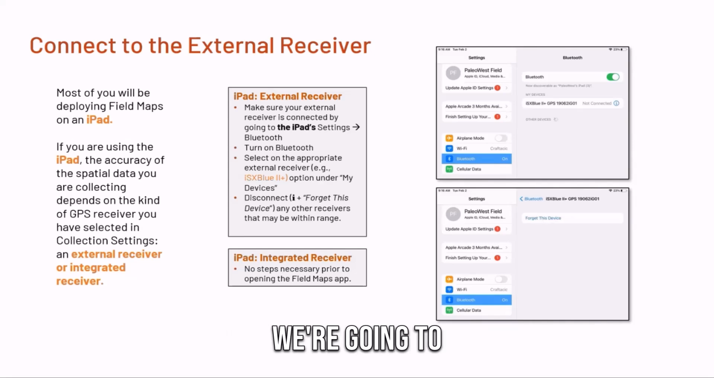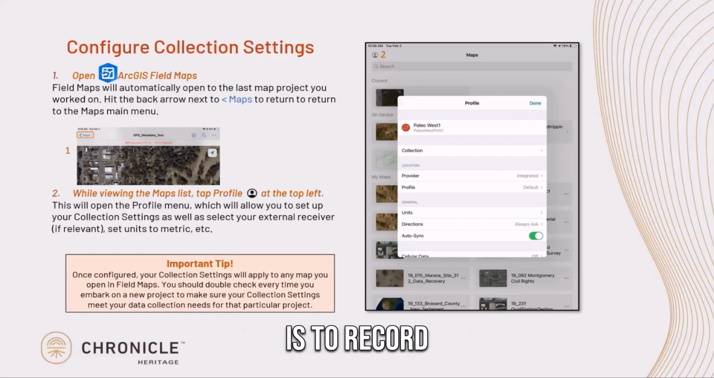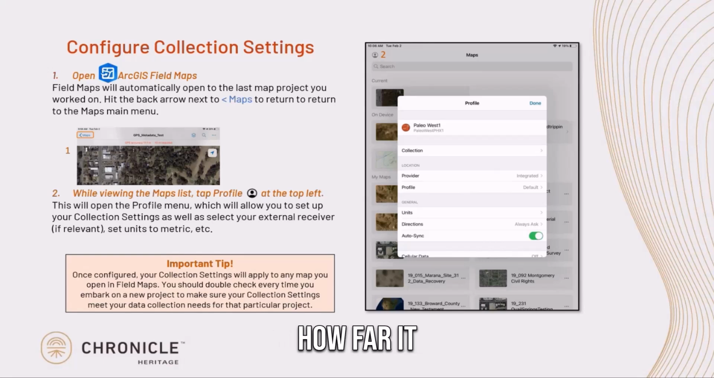Within these settings, we're going to be looking at how the information is represented to us in Field Maps by looking at the measurement units and coordinate system. These are under General, because again, the whole purpose of this app is to record spatial information, which involves knowing where it is on the Earth and how far it is from other things.